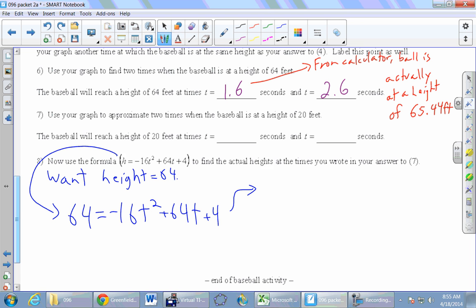So we're going to take that negative 16t squared, add it to both sides, becomes positive. This plus 64t, what do we do to move it? Subtract it. This plus 4, we're going to subtract it. What's going to happen when I subtract the 4 from the left side? We'll get plus 16.